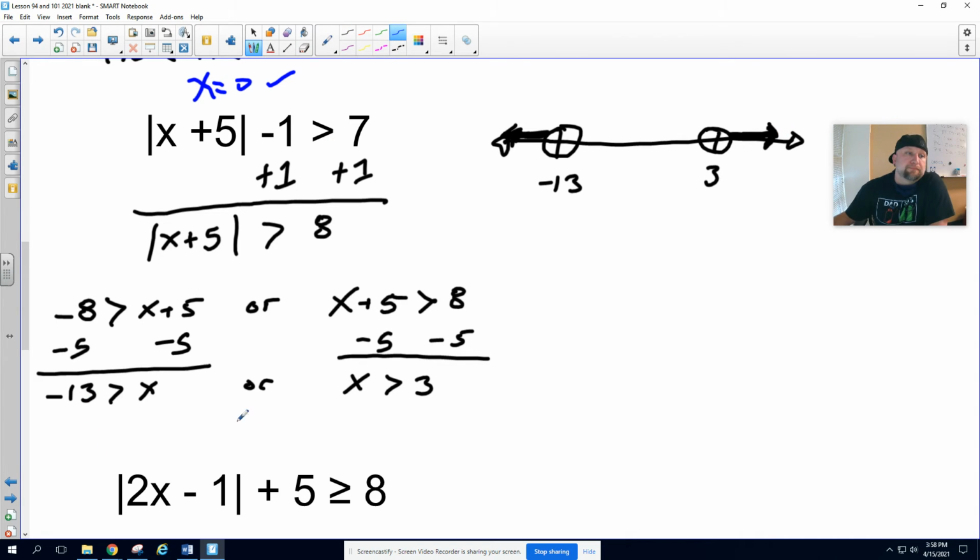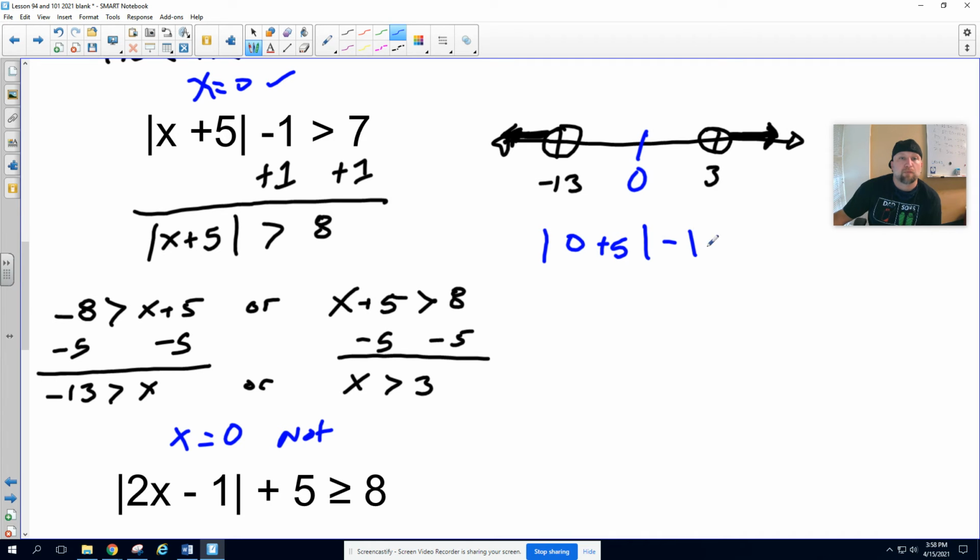Now, here we know that if x equals 0, well, that is not true. 0's here. We want to make sure that it won't work. So if we put in 0 plus 5 minus 1 is greater than 7, well, that means that 5 minus 1 is greater than 7. So is 4 greater than 7? No. So that's not true.